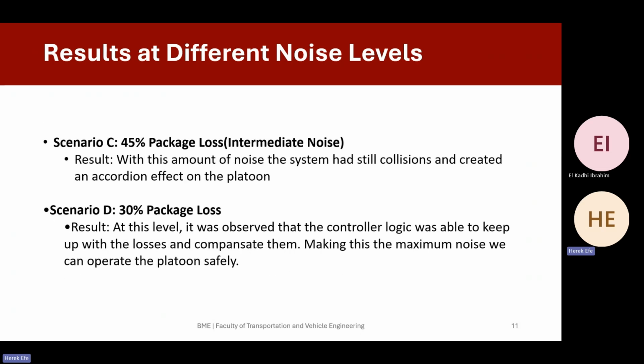And as scenario C, there was the 45% packet loss. And at this level, there were still collisions and there were the effects of accordion. So they were acting like an accordion, so to speak, and it was still not stable in order and also safe in this case. And finally, at scenario D, this is where we stopped because at 30% packet loss, it was observed that the logic was able to keep up with the losses and it was not causing any, let's say, catastrophic failure. And at this point, we stopped testing any further because it was already stable.